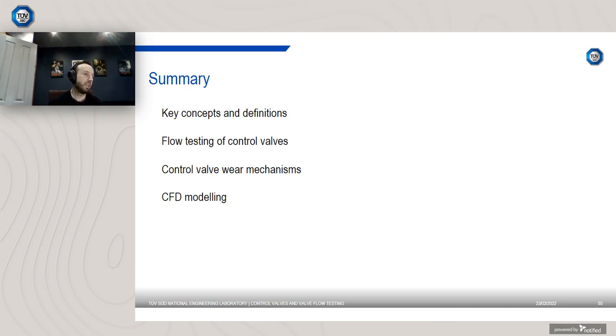Talked about flow testing of control valves. Why do we flow test control valves? To validate their performance. How you effectively set up a control valve flow test. What are some of the things that you need to consider? We then talked about some of the wear mechanisms that can affect and degrade control valves over time, and there were some images that had examples of that, and obviously how CFD modelling can be used as a tool to sort of manage and predict things like erosion in the field.